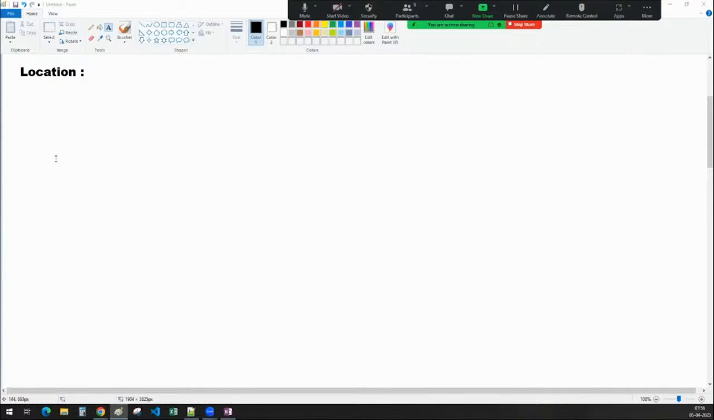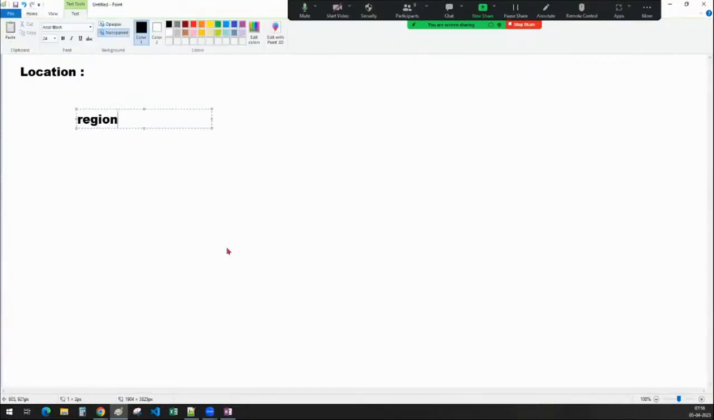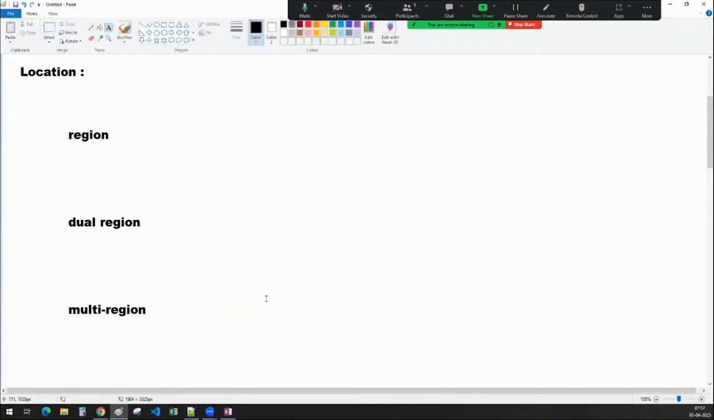Location. There are three types of locations available when you want to create a bucket. One is region, one more is dual region, and one more is multi-region. These are the three things. What is the difference? One by one we will see. It is a very important thing, so let us try to understand it.